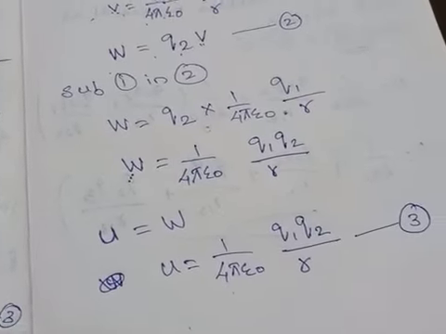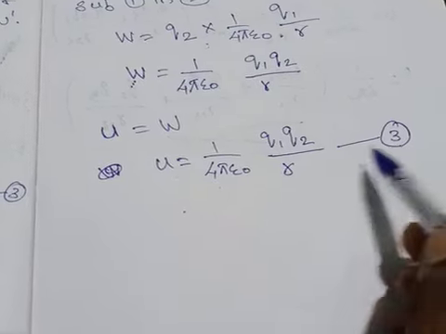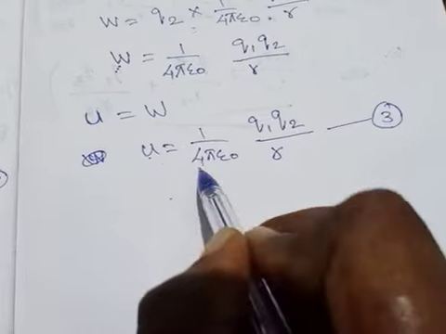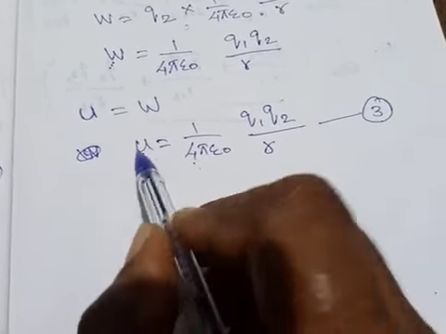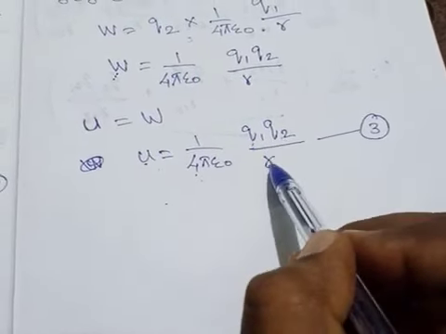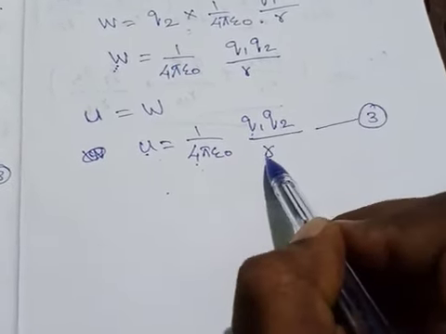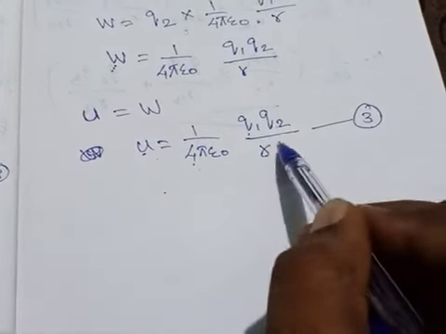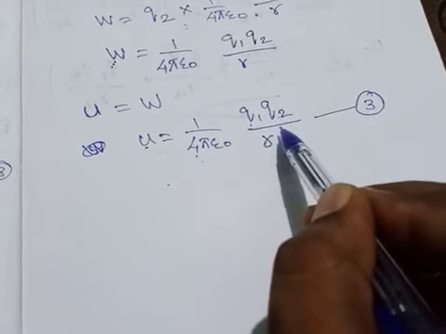Now you see, you got equation 3. This equation is the electrostatic potential energy, and this equation shows that the electrostatic potential energy depends only on the distance between these two charges. So this is Q1 Q2 divided by R. So this electrostatic potential energy is depending upon what? The distance between these two charges.